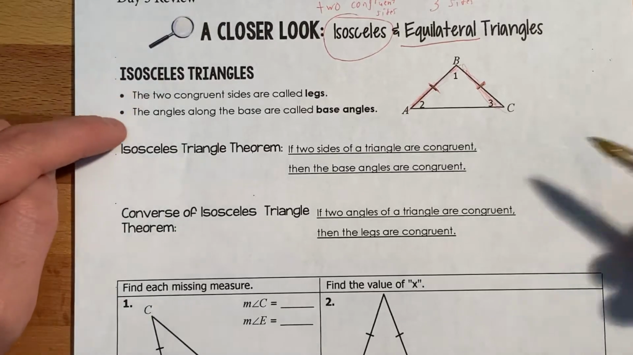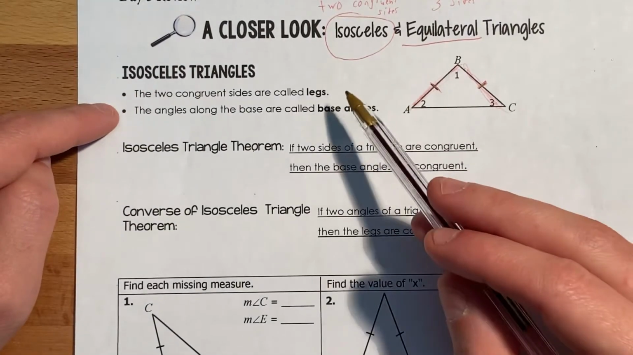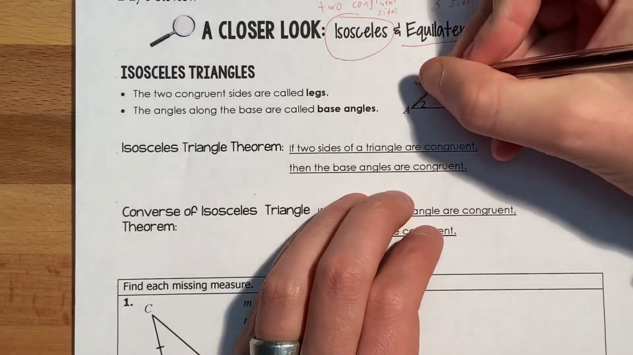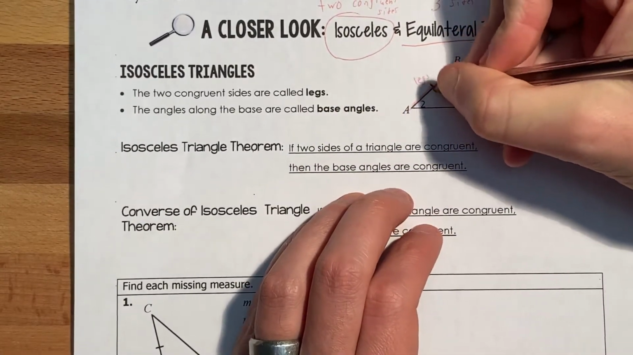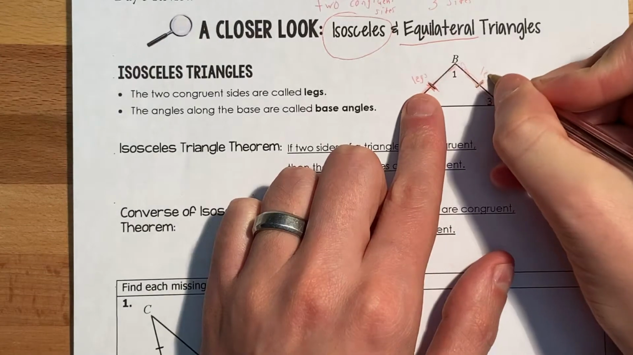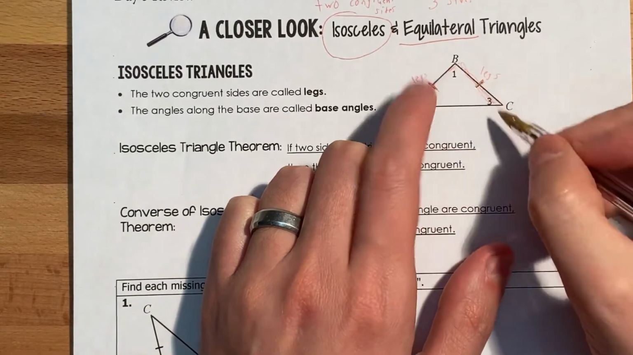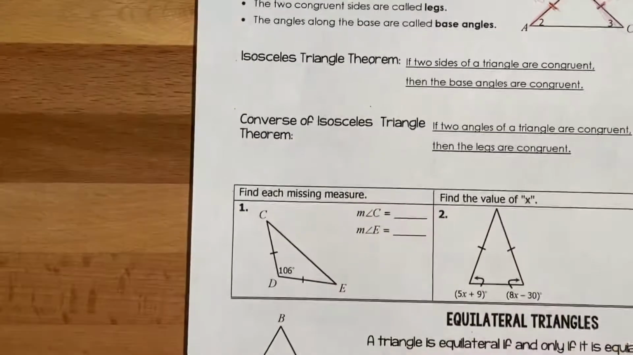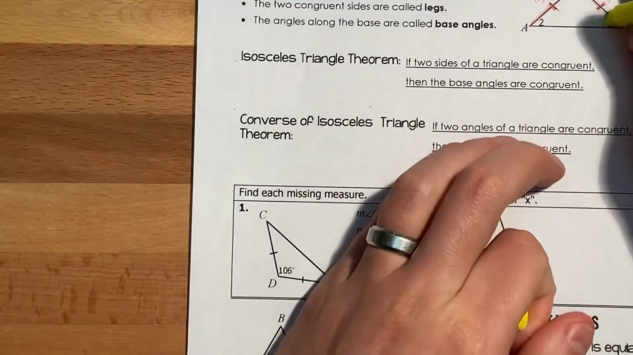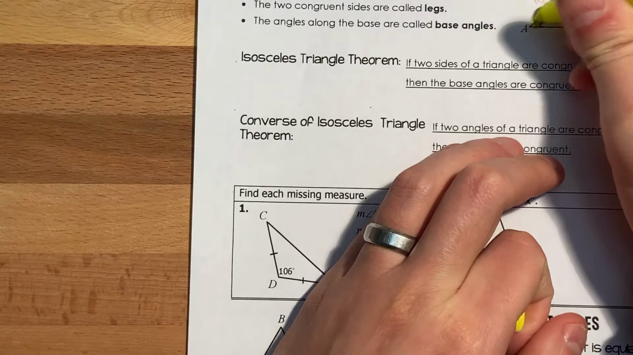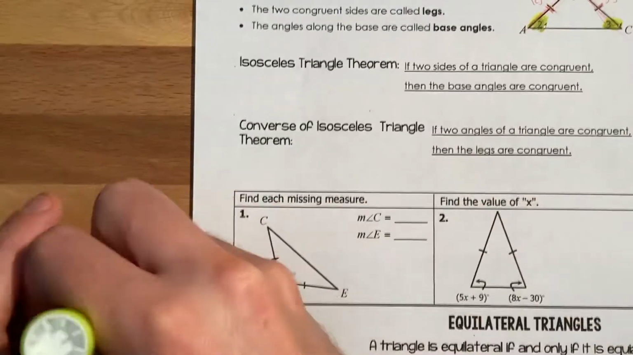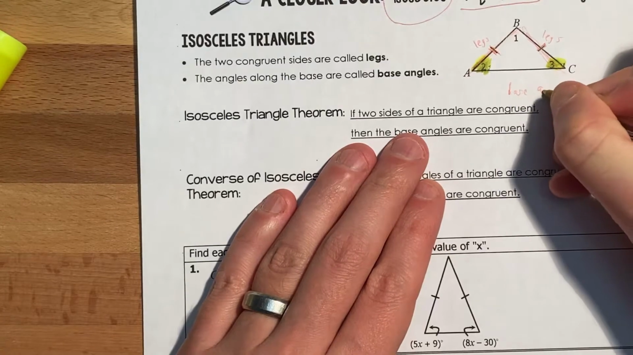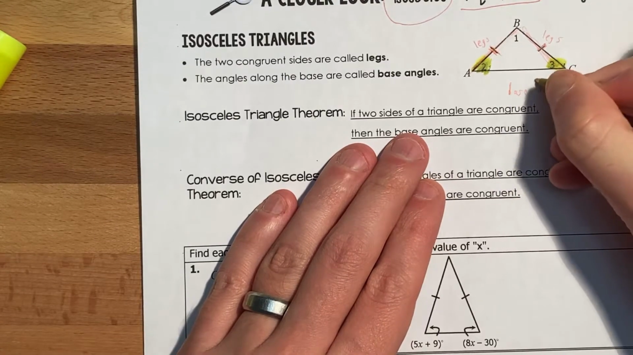So we're going to be talking about two things here. First of all, the vocabulary. Two congruent sides are called legs. So basically these little tick marks I made, those two sides are going to be called the legs, the two sides that are the same. And if you look across from them, where 2 and 3 are, 2 and 3 are going to be called the base angles. They are across from the legs.